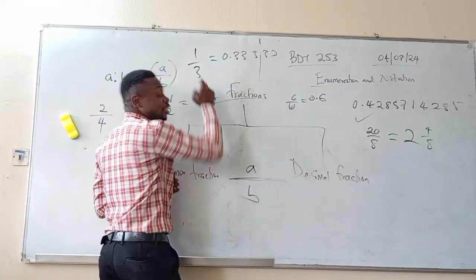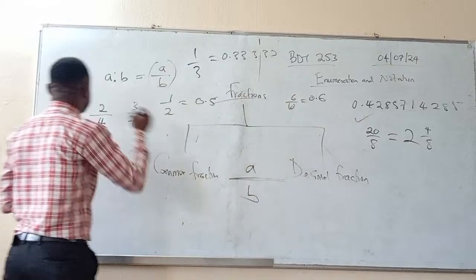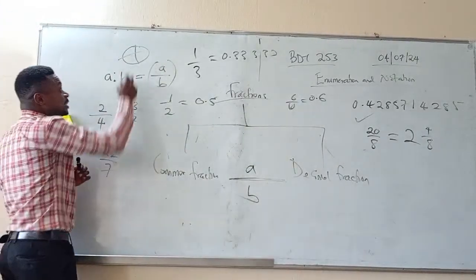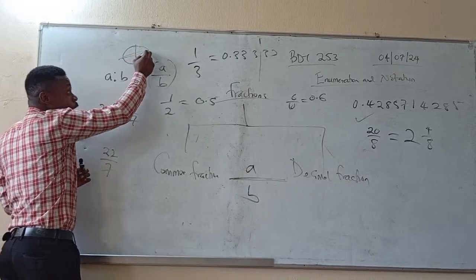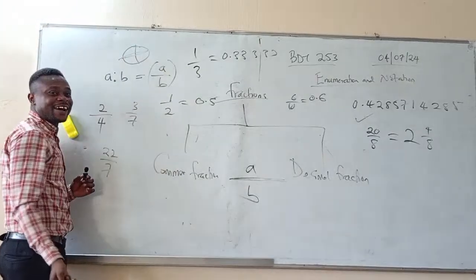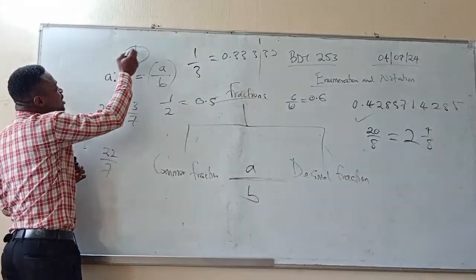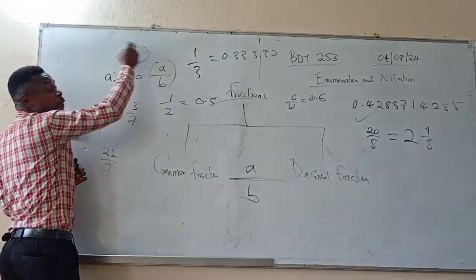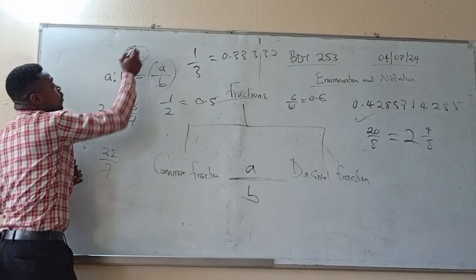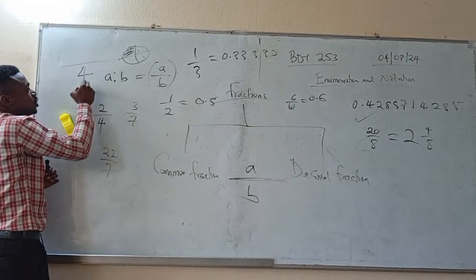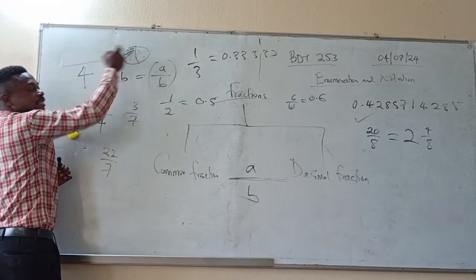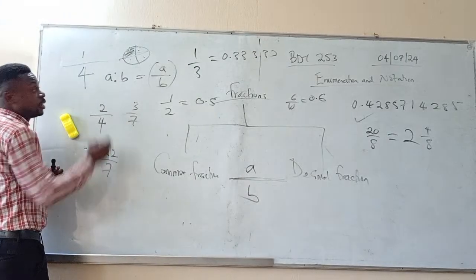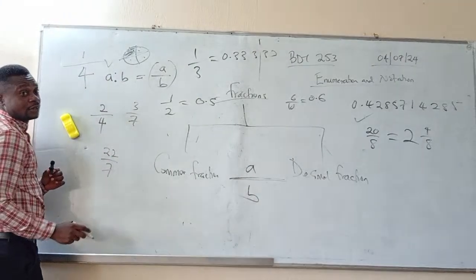Okay, let me do it. So this is part of it, right? I have divided this one into 4. You don't shade this part. So there are 4 parts here: 1, 2, 3, 4. These 4 form the denominator. The shaded part is 1. So this is 1/4. So this is the common fraction.